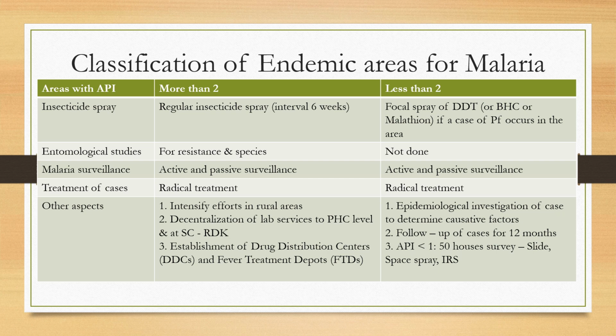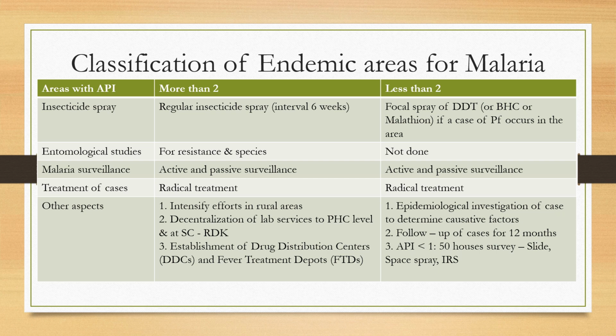Then entomological studies are done in high transmission areas. So we need to study regarding the vector, which mosquito causes the disease, which species of mosquitoes are involved in which particular area, whether that vector is susceptible or resistant to the insecticides that we use to spray, DDT, malathion. So we need to understand the resistance and the species of the mosquito. So entomological studies are to be done. Otherwise, it may happen that the vector is resistant to DDT, and if we go on spraying with DDT, IRS will not be effective.